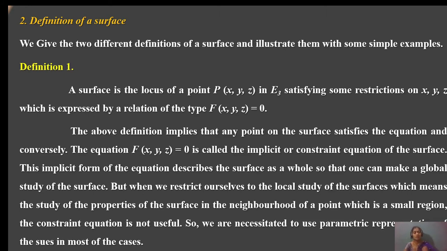This implicit form of the equation describes the surface, and some restrictive condition is used to form it. This is clearly shown by the first definition of the surface: when we are given a surface and any point P on it, the point P has three coordinates, x axis, y axis and z axis. Then, if we convert to function form, the function in terms of x, y, z gives f(x, y, z) equals 0. This is the first definition.